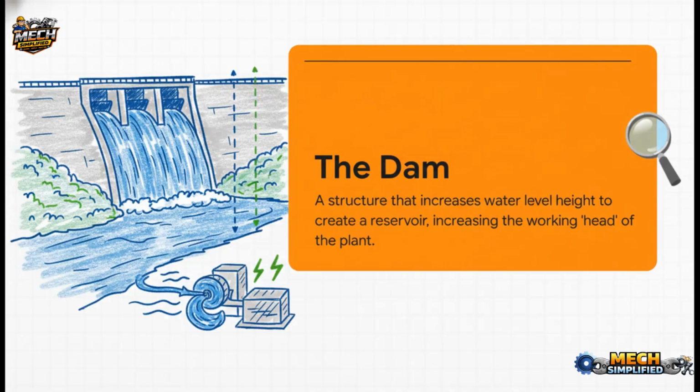The dam. This is the big one, the cornerstone of the whole operation. Its main job is to block the river and create a huge, deep reservoir. This does two really important things. One, it gives you a steady supply of water. But even more importantly, it creates what we engineers call head. That's the vertical distance the water is going to fall. That H value is absolutely critical in the power equation. Simply put, the greater the head, the more potential energy you have to work with.